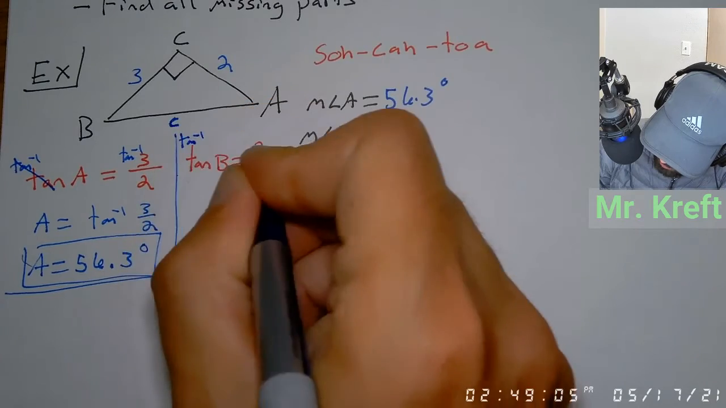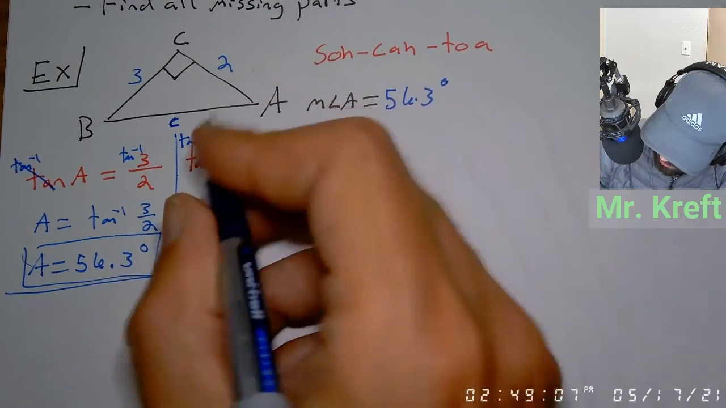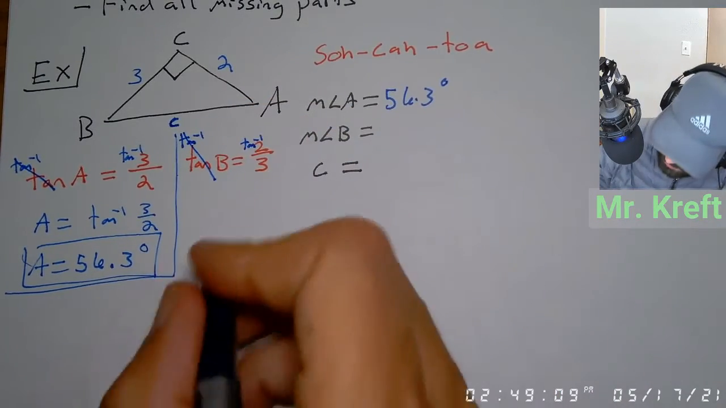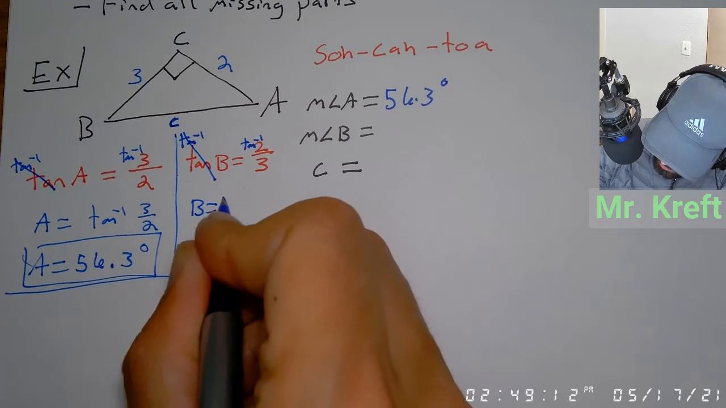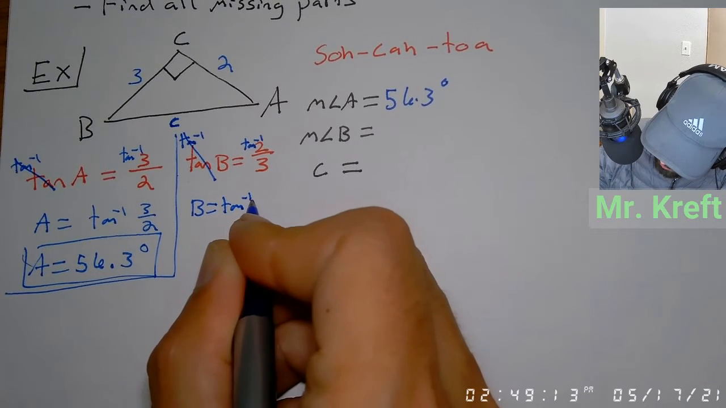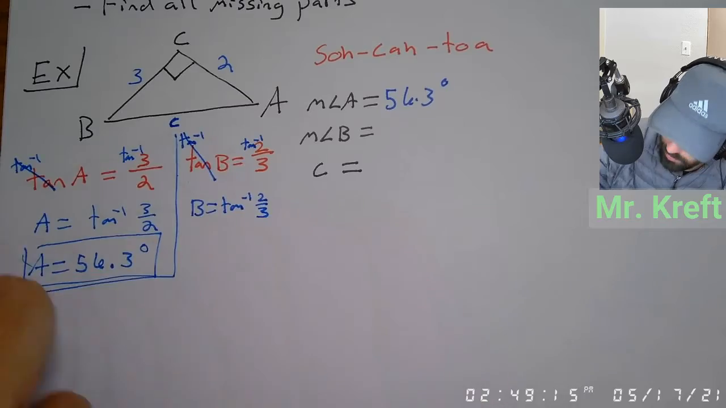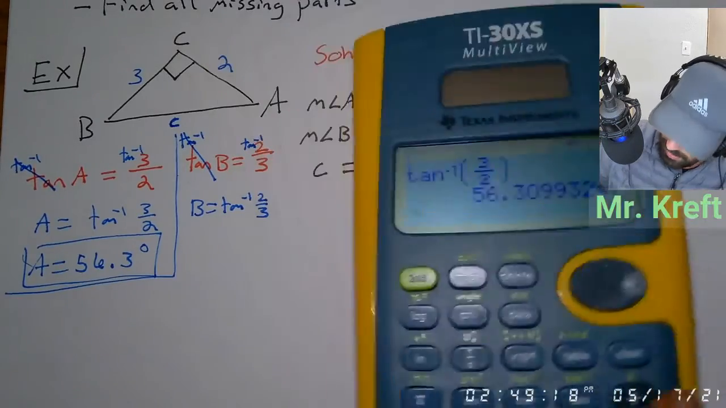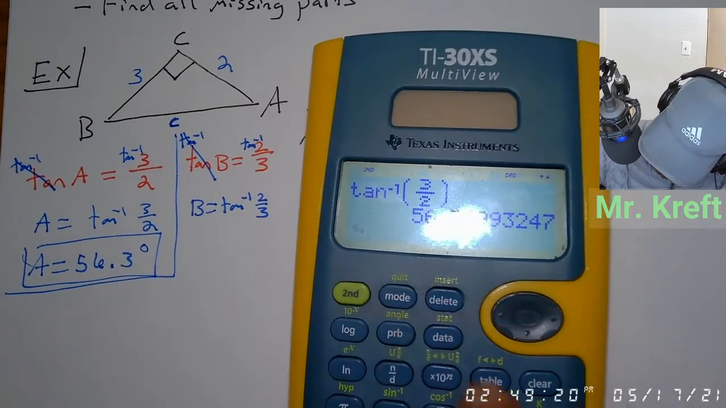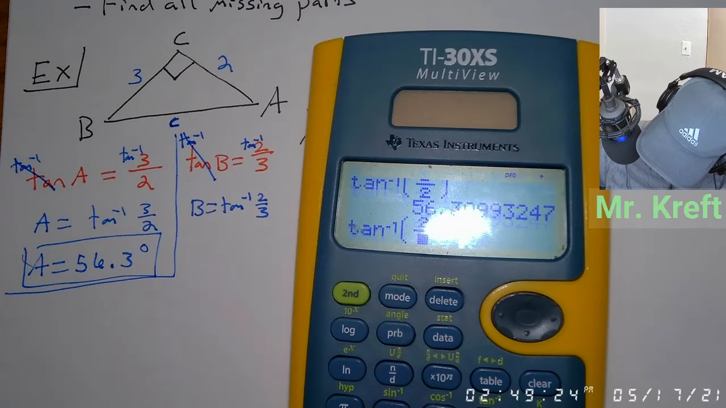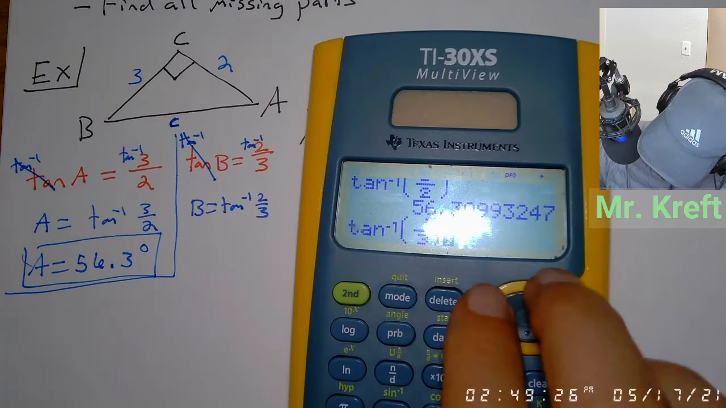Well, I'm going to take tangent inverse of both sides. The tangents go away on the left. I get angle B equals the tangent inverse of 2/3. So it's the same triangle, right? But now, instead of the 3 on the top, it's the 2 on the top.